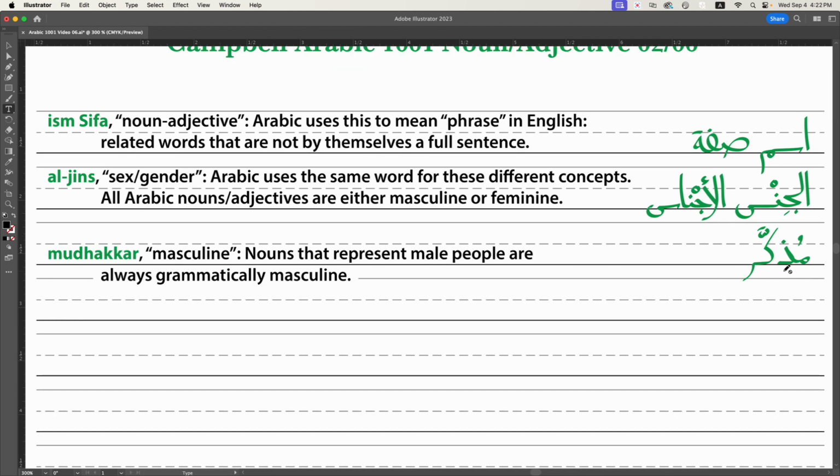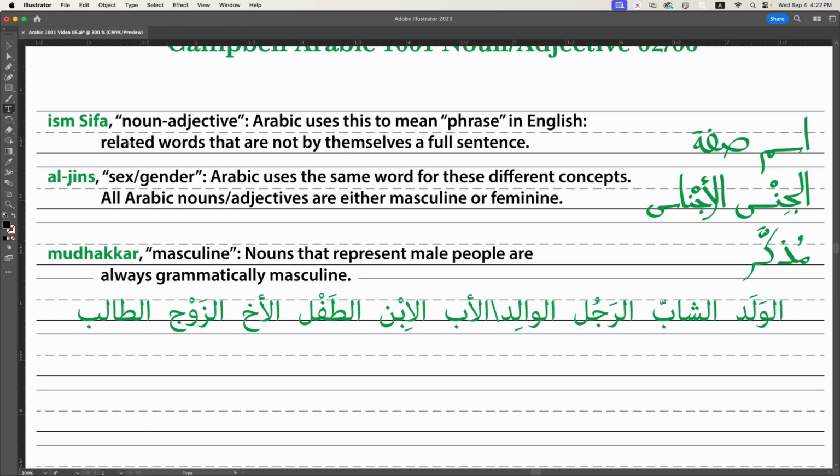So, mudhakkar is our word for masculine. And this means grammatically masculine. It doesn't mean like a set of behaviors being really manly or whatever. That's not what we're talking about here. The word mudhakkar is used for grammatically masculine nouns. So we could say, for example, male people are always grammatically masculine.